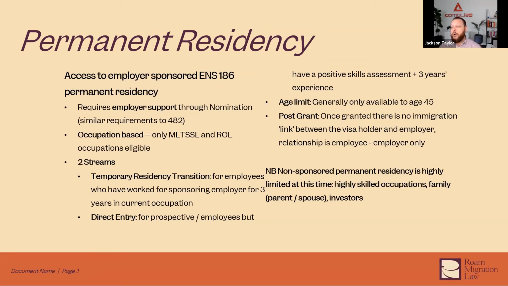And it's important to note that outside the employer-sponsored system, it is very, very hard to get permanent residency at this point in time. The government decreased the permanent allocation for general skilled migration, which is non-employer sponsored, from about 30,000 in around 2018, 2019 to 10,000 this year. So it's very high pressure, a lot of competition to get this visa.